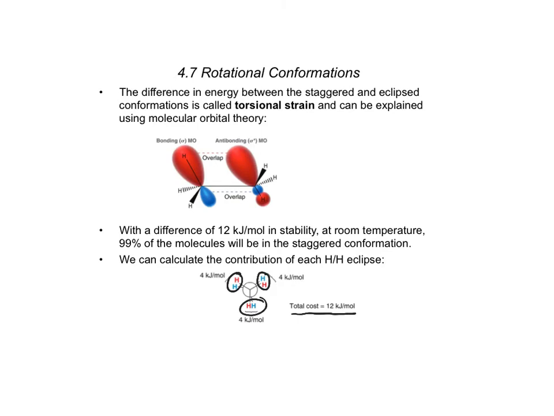So we can estimate that each hydrogen-hydrogen eclipse costs us about 4 kilojoules per mole. Because there are 3 of them, that's why we see this total cost of 12 kilojoules per mole. Okay, so one last thing to note: why is there a difference between the staggered and the eclipsed conformation? Why is there this energy difference?